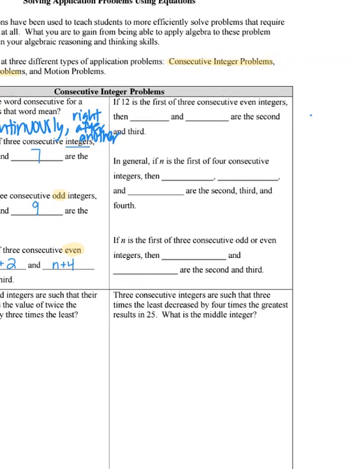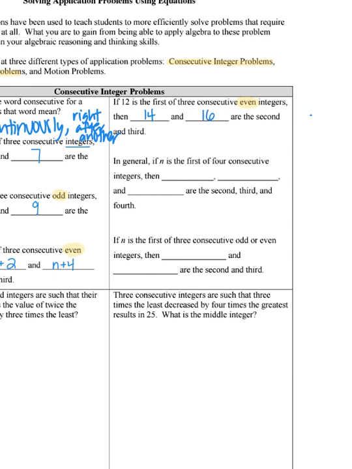So take a moment, and on the second box here, if 12 is the first of 3 consecutive even integers, then what are my next 2? Again, we're back to this time even, so what comes after 12? That's an even integer, would be 14, and 16 is the third.